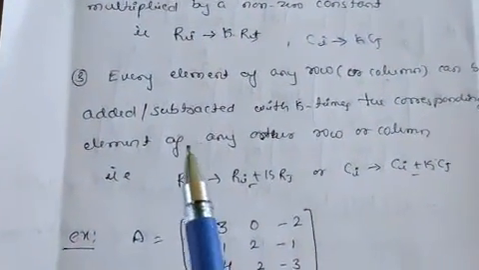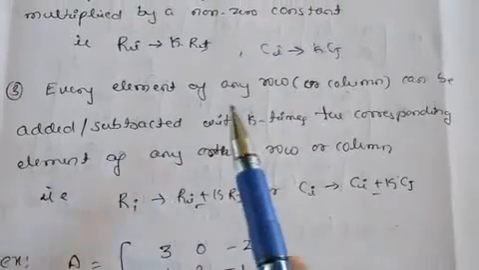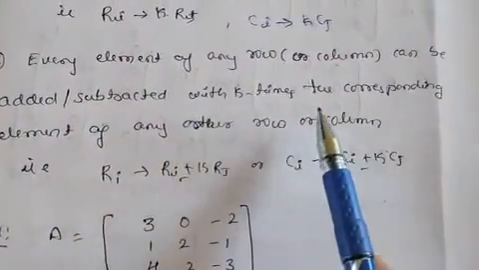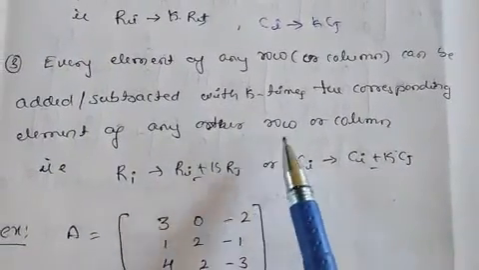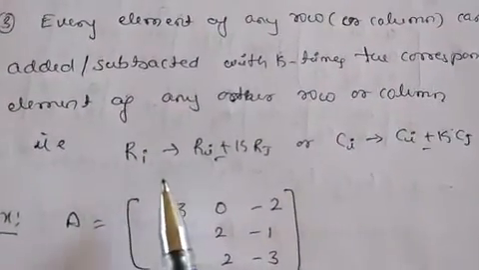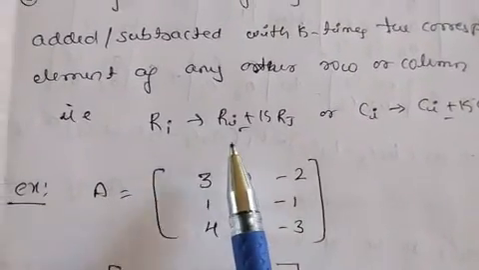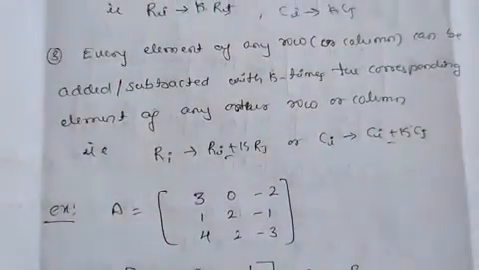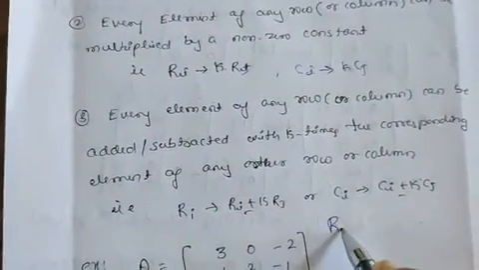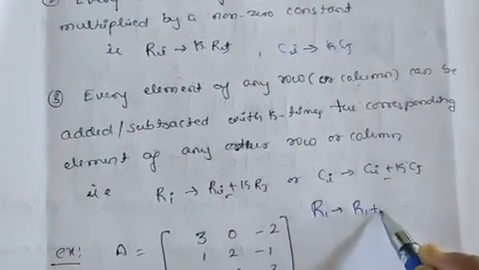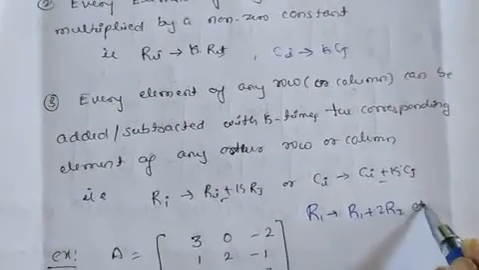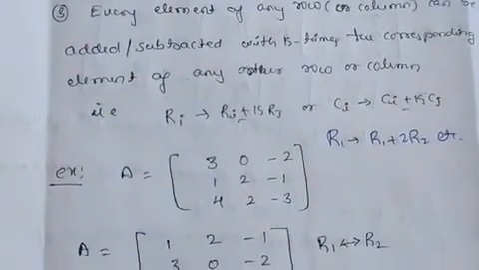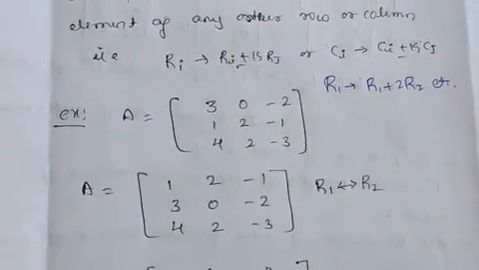And the next one is, every element of any row or column can be added to or subtracted with k times the corresponding element of any other row or column. This means Ri can be changed to Ri plus k times Rj, or columns also we can change. For example, R1 changes to R1 plus 2 times R2, and so on. By applying all these operations, the matrix remains the same. There is no change in the matrix.